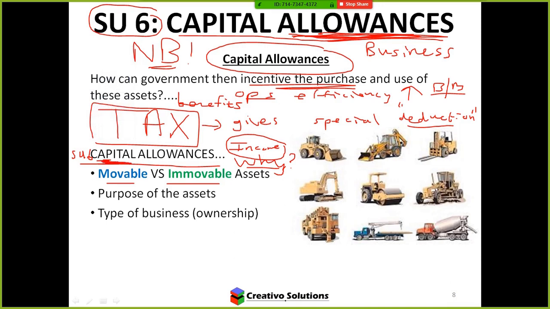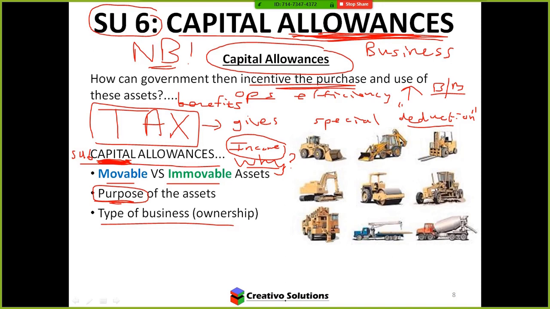We'll talk about buildings and what allowances you can actually claim for doing improvements or building buildings, property, plant, and equipment, all the different allowances that relate to it. So two different types of assets, movable and immovable. Both assets can have a capital allowance, but you get different types of capital allowances. It's very important to understand the purpose of the assets. Is it for production of income, or other?